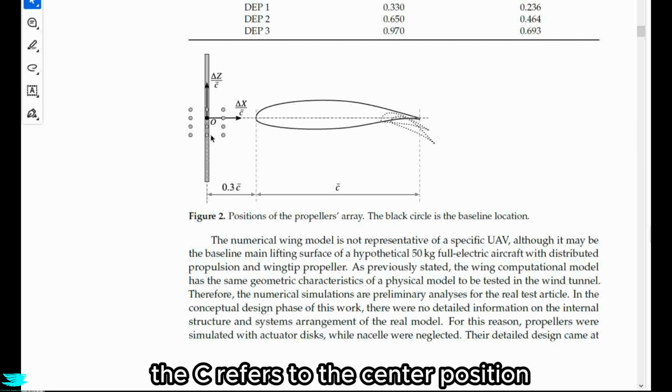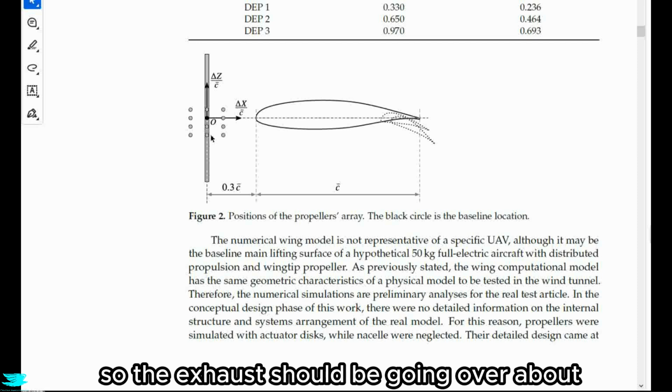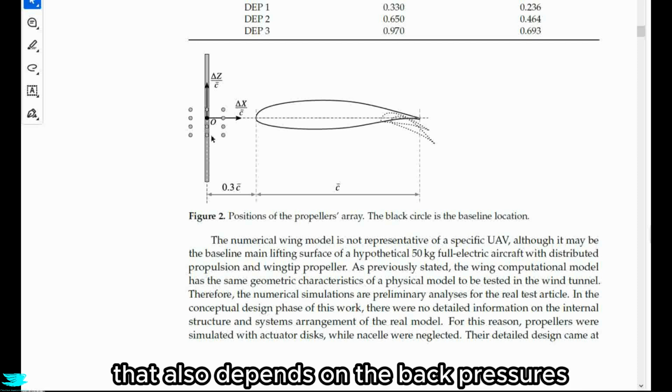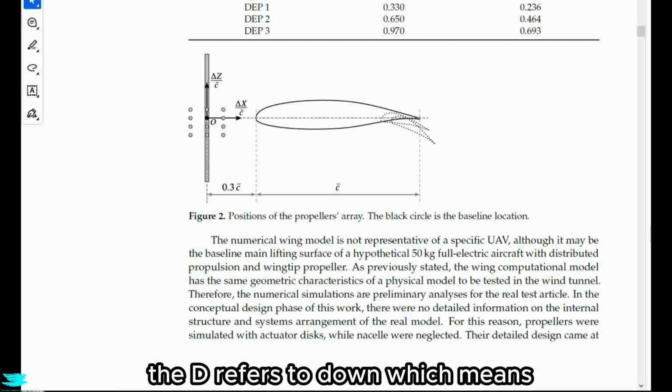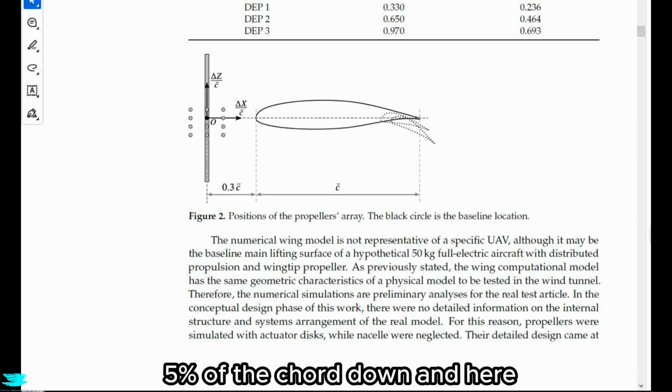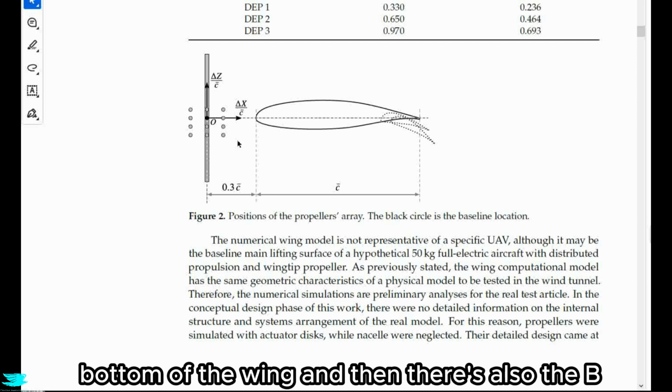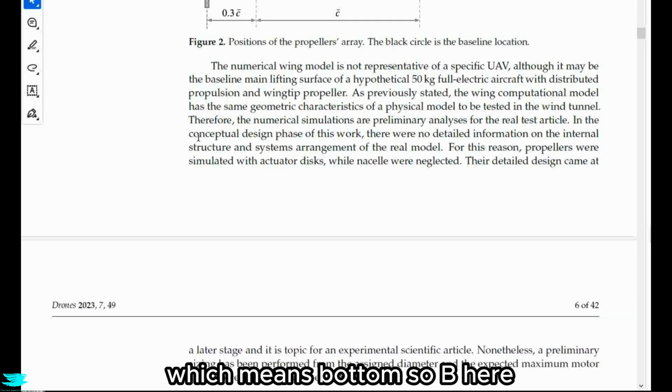The C refers to the center position, so the exhaust should be going over the top and bottom of the wing 50-50, but that also depends on the back pressures. The D refers to down, which means the propellers are lowered 5% of the chord down, and here more and more exhaust should go over the bottom of the wing.